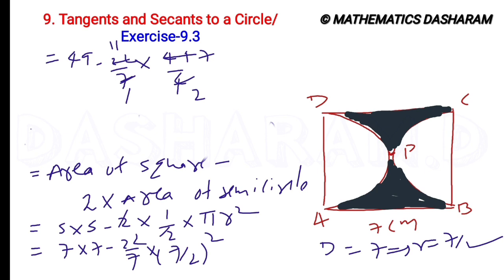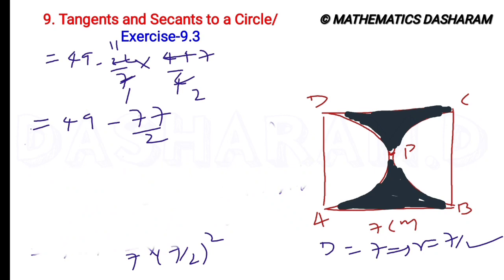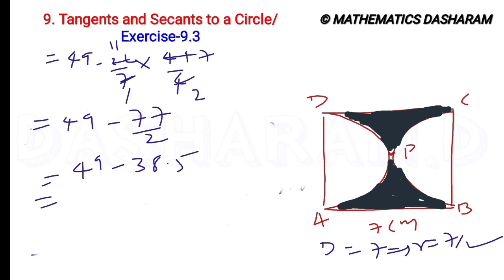So it is equals to 49 minus 22 by 7 into 7 by 2 whole square is 49 by 4. 7 ones are 7, 7 sevens are 49, 2 twos are 4, 2 elevens are 22. So 49 minus 11 into 7, 77 divided by 2. 77 divided by 2 equals to 38.5. So 49 minus 38.5 is 10.5 centimeter square.